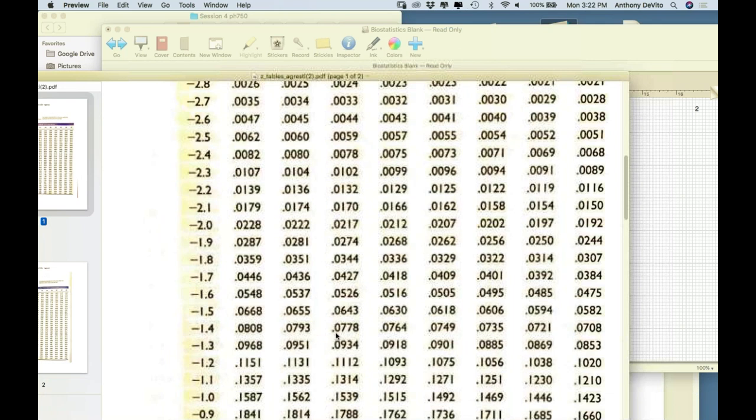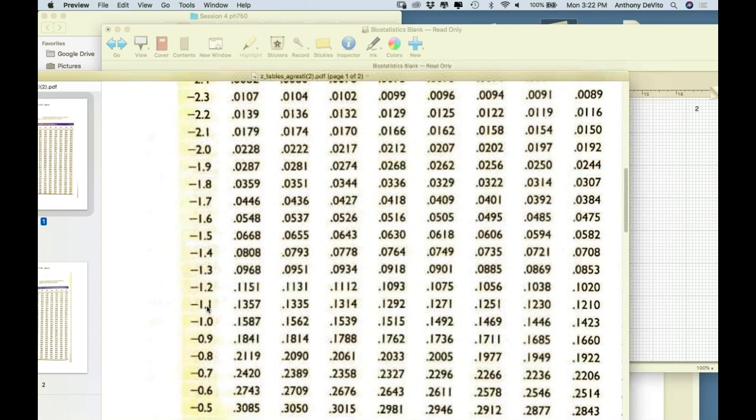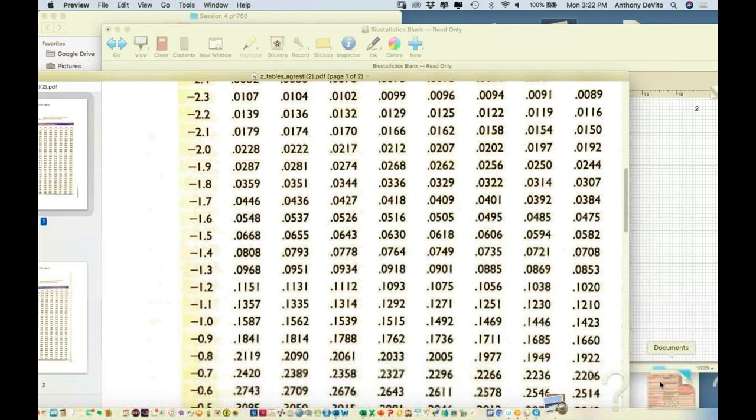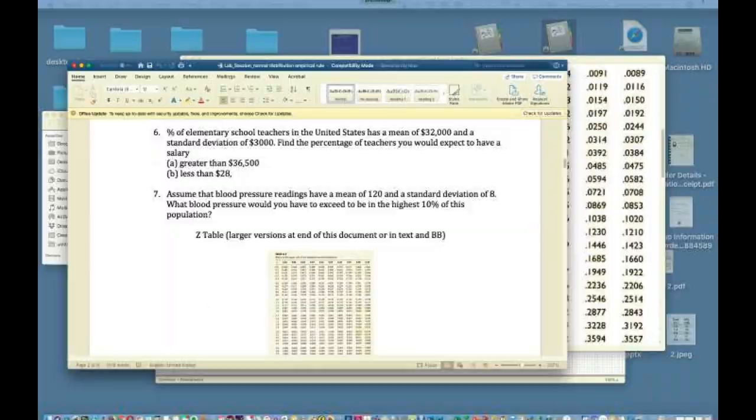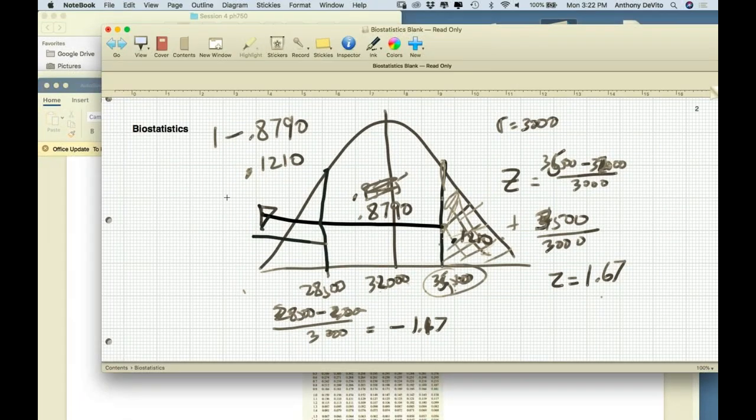Negative 1.17, 0, 1, 2, 3, 4, 5, 6, 7. It's 0.12. No surprise, right? Because it's symmetrical. This area would be 0.1210, just like the one above, because it's the same number, the same deviation. So if we had asked you the probability that a randomly selected teacher was making 28,500, you would get this answer. And you wouldn't have to subtract it from one, because the table already gives you the area from that point down.